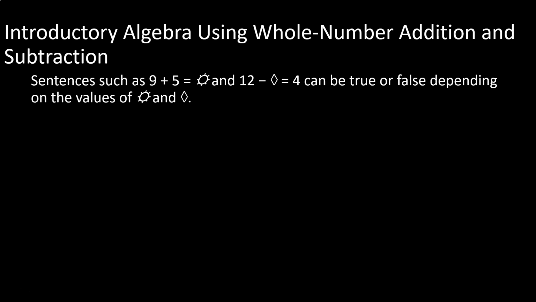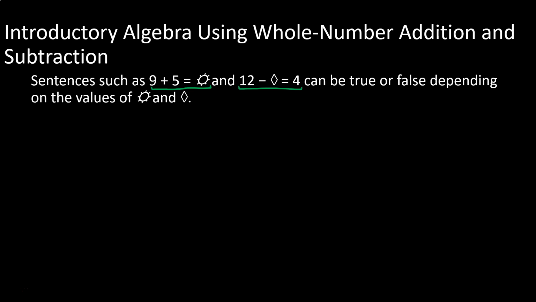Now, algebra sounds like a scary word, and that's mostly taught by adults telling you algebra is hard, that math is hard, that if you put letters in with your numbers, then it's hard. But the truth is, it's just like the missing addend. So we can create number sentences that basically introduce students to the idea of algebra early on without overwhelming them too much. So we can make sentences like 9 plus 5 equals sunshine, or 12 minus diamond equals 4. And we can show them that these statements are true or false depending on what sunshine is equivalent to and what diamond is equivalent to.